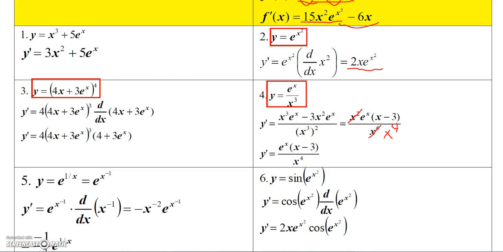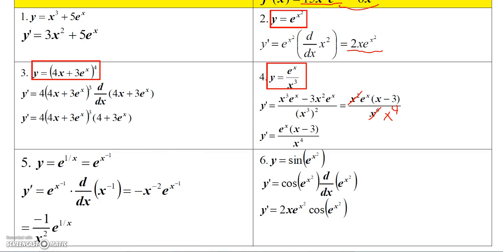Okay, this one I have y equals e to the 1 over x. In order to take the derivative of that, I need to write 1 over x as x to the negative 1. That way I can use the property for the derivative of e to the u. So now remember, the derivative of e to the u is e to the u, and then times the derivative of that u. So the derivative of x to the negative 1.